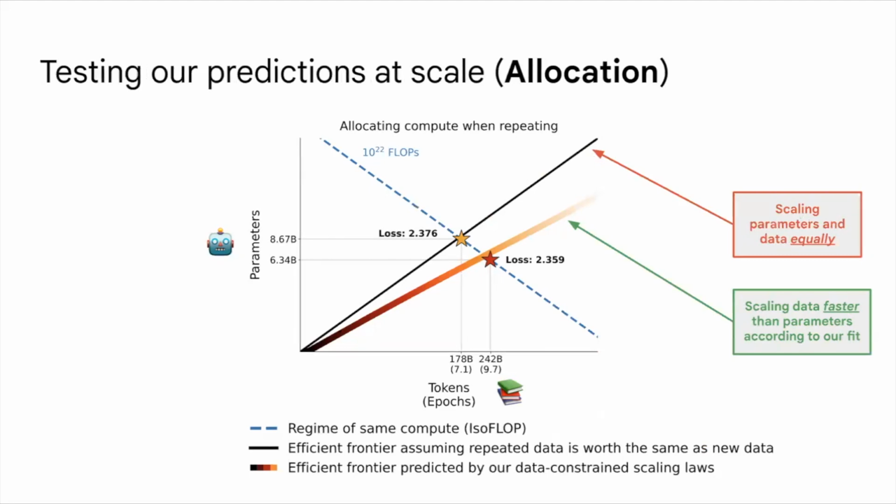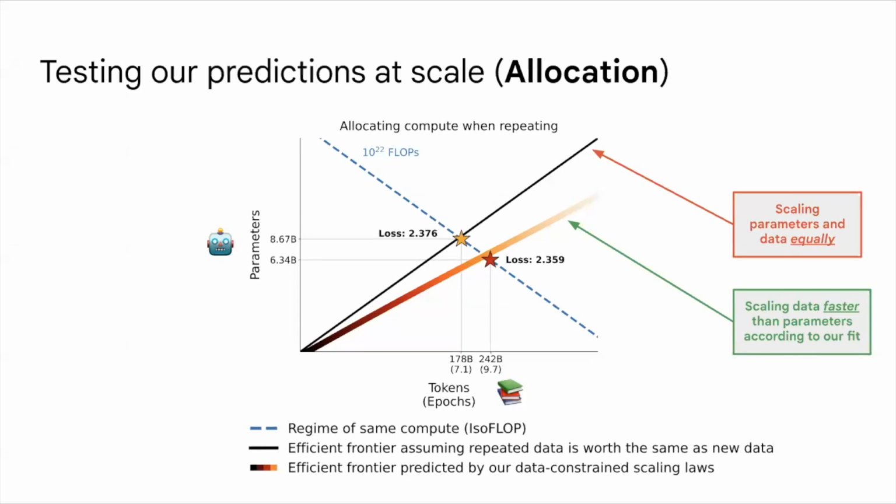So the orange star is the first model with 8.7 billion parameters and 178 billion tokens, out of which only 1/7 is unique, and that's repeated 7 times. And this orange star lies directly on the allocation that Chinchilla would suggest, as displayed by the black line.